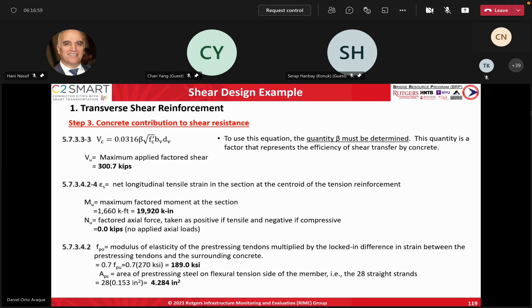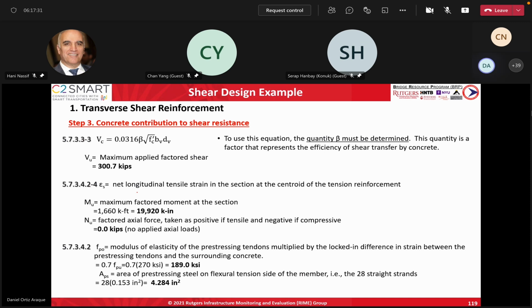The third step is to calculate the contribution for shear resistance. We use the following equation from AASHTO, where bv is the effective web width and f'c is in ksi. εs is the net longitudinal tensile strain in the section at the centroid of the tensile reinforcement. This is based on the modified compression field theory, as we mentioned before.